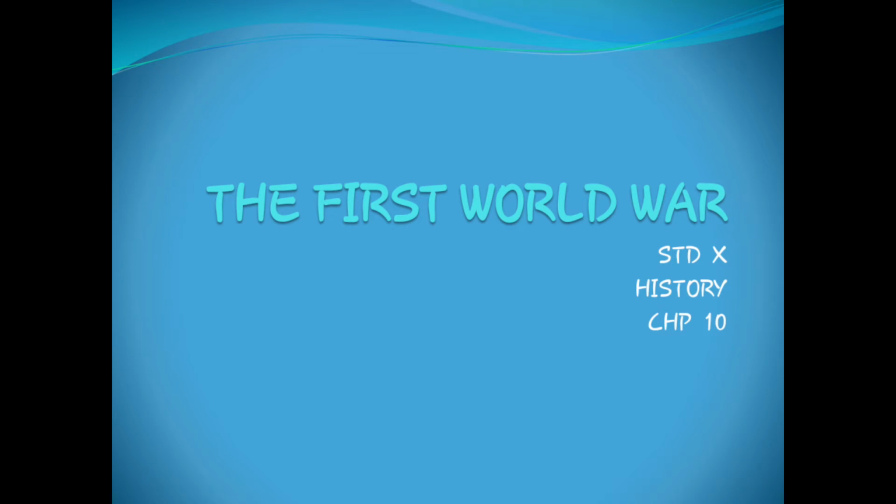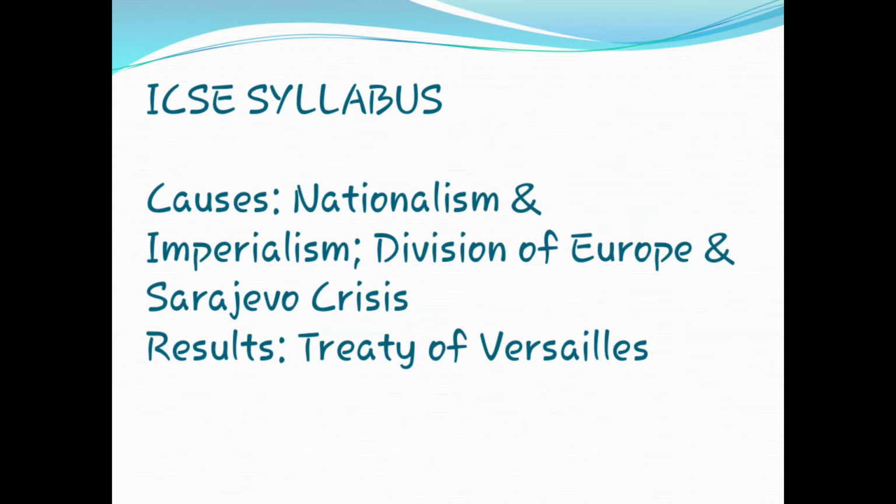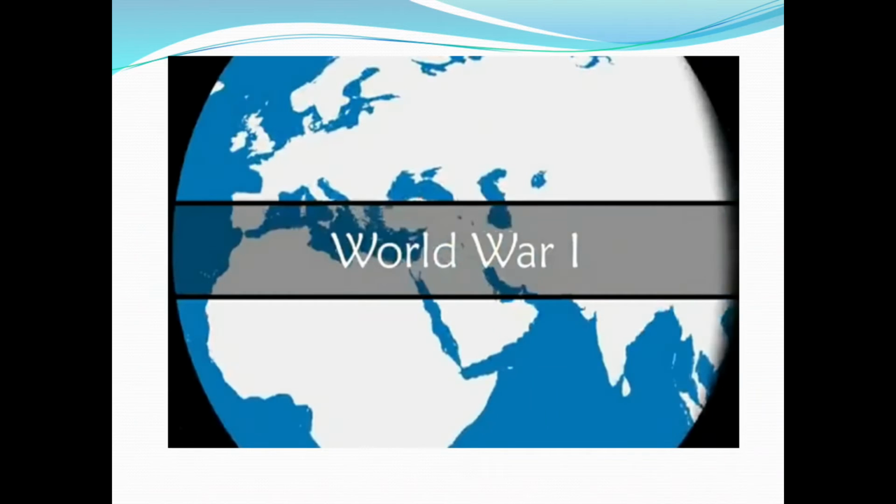The First World War. In this chapter, we shall cover the causes and the results of World War I. World War I, all the way in 1914, was a war that had begun in Europe, and soon this war had engulfed almost the entire world with the battles fought in Europe, Asia, Africa, and the Pacific. This war was different from the other wars fought earlier in terms of its scale and its repercussions.